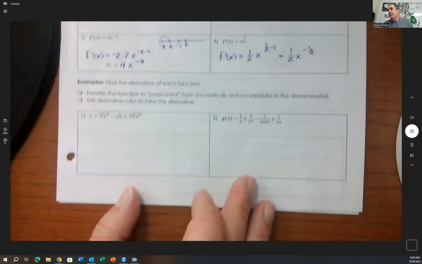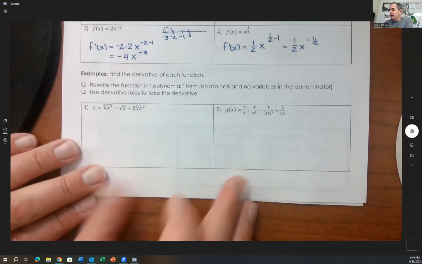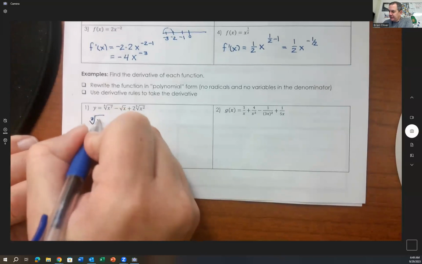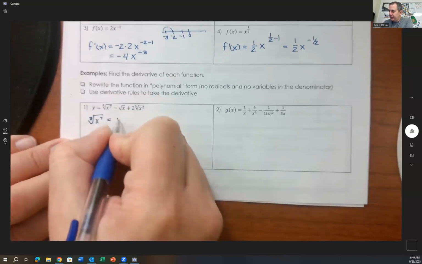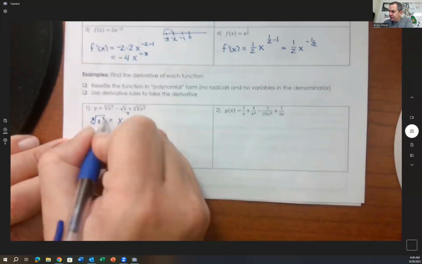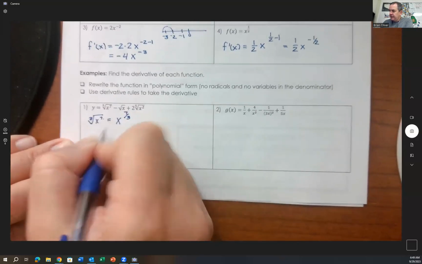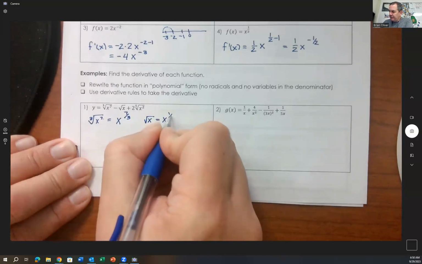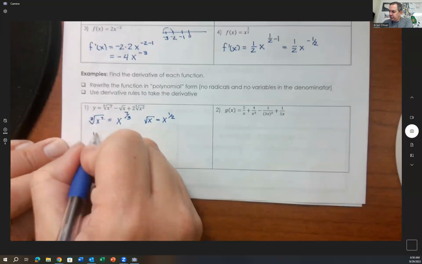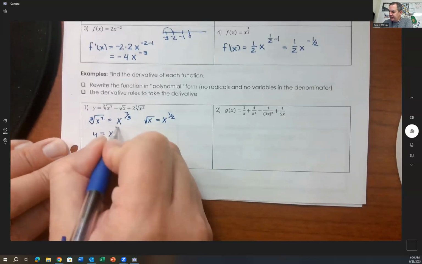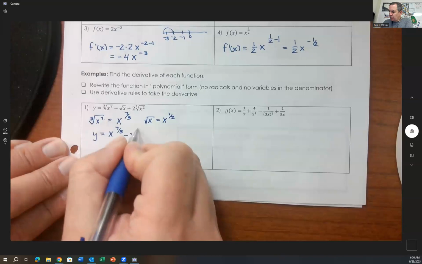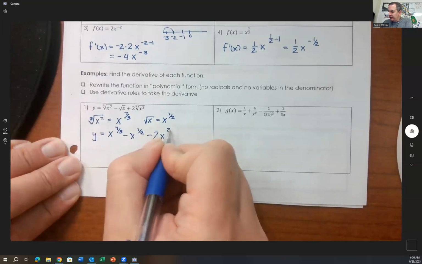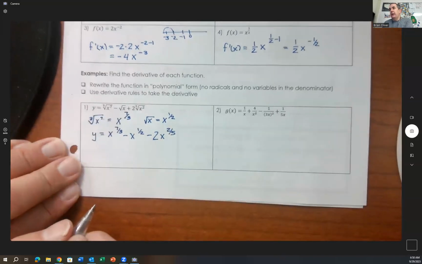Now, again, sometimes you'll be forced to rewrite things. The thing to remember is that when I see something like the cube root of x to the 7th, there is a way to write that as a fraction. It's x to the 7 as a numerator over 3. The square root of x can be written as x to the 1/2. So this function can be rewritten as x to the 7/3 minus x to the 1/2 minus 2x to the 2/5. And now I can apply the power rule.